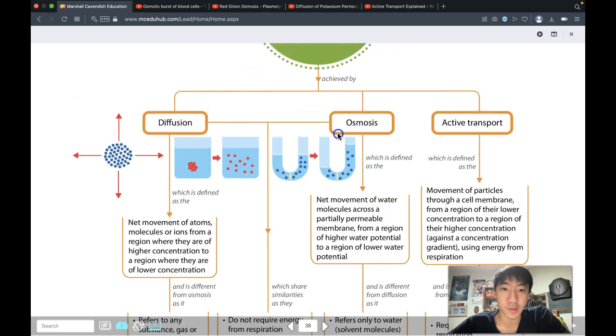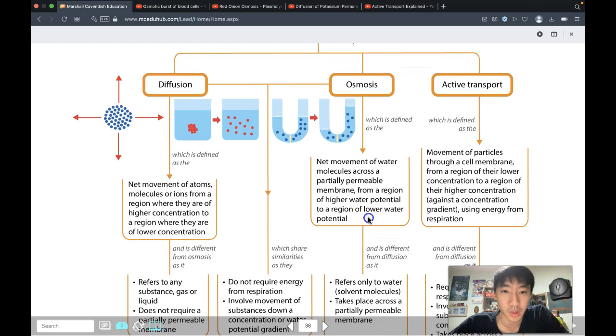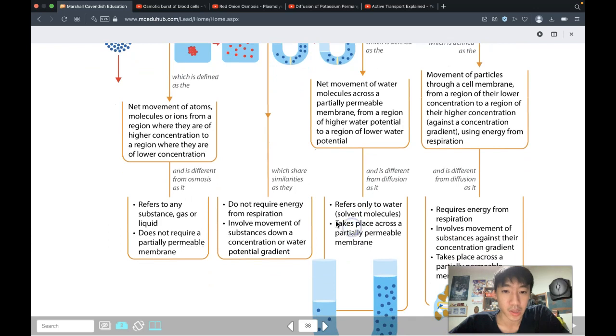Then what is osmosis? Osmosis is the net movement of water molecules across a partially permeable membrane from a region of higher water potential to a region of lower water potential. Bear in mind this keyword, water potential. Don't use the word water potential for diffusion, and don't use the word concentration for osmosis. These two are completely separate. Osmosis refers only to liquid water, not gaseous water vapor. It takes place across a partially permeable membrane. It must have a partially permeable membrane.